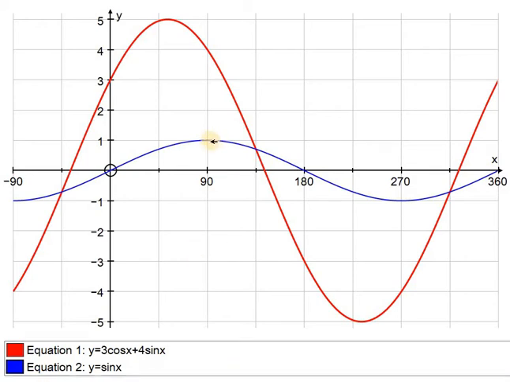I could equally have started with the sine graph and then a translation in the x direction to move this peak here to roughly here, and then do a stretch again by times 5 in the y direction. Again, I would have the same graph overlapping the red curve.